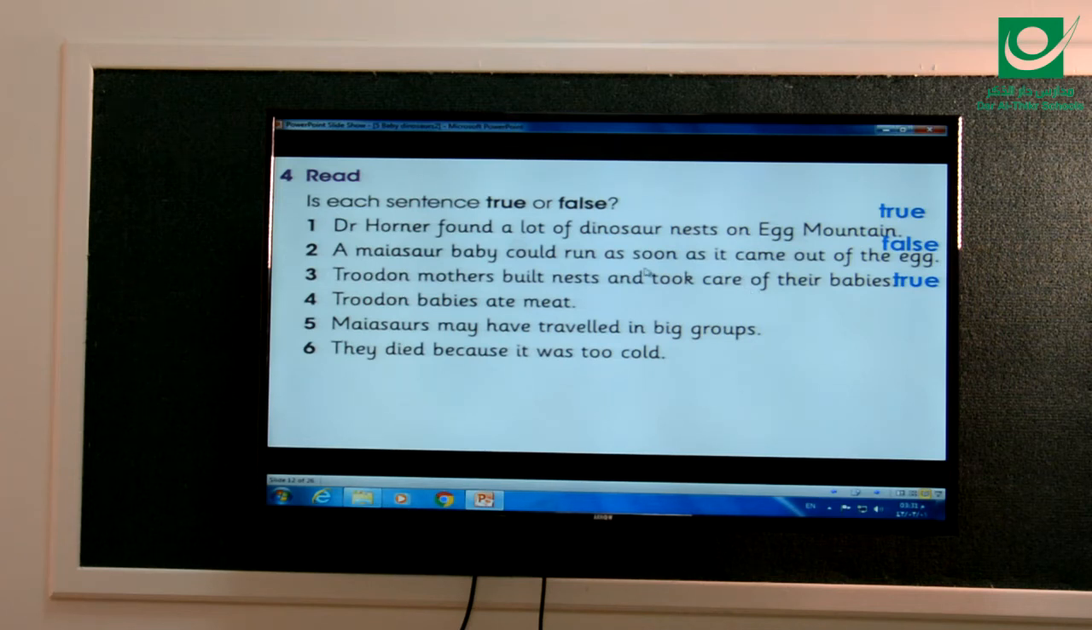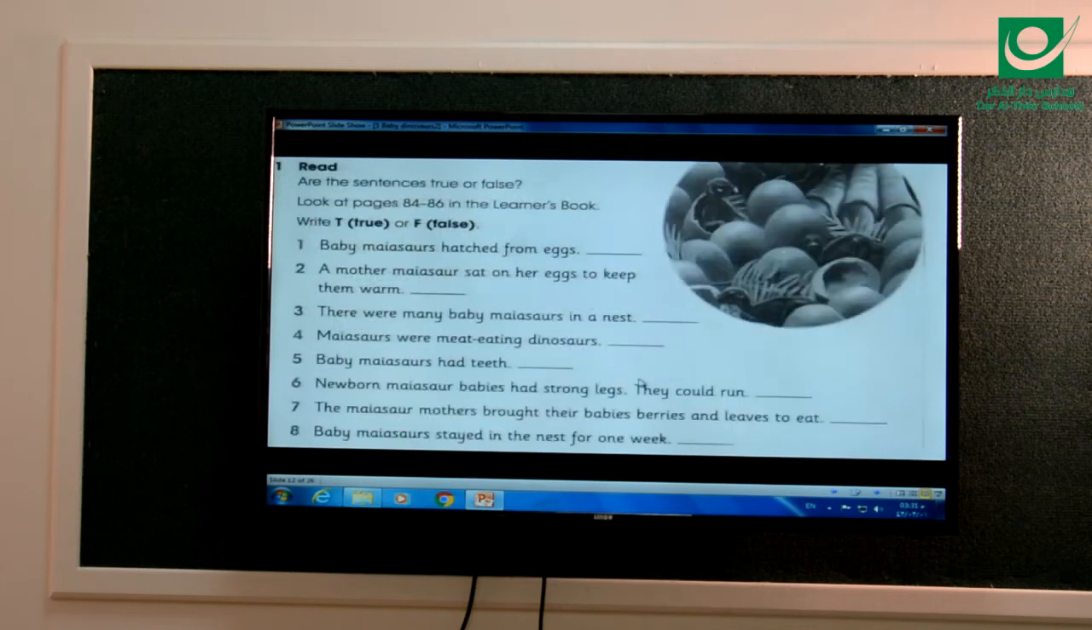Number 4, Troodon babies ate meat. The answer is true. So number 4, true. Number 5, Maiasaurs may have traveled in big groups. True or false? The answer is true. Number 6 and the last question. They died because it was too cold. True or false? Yeah, the answer is false.